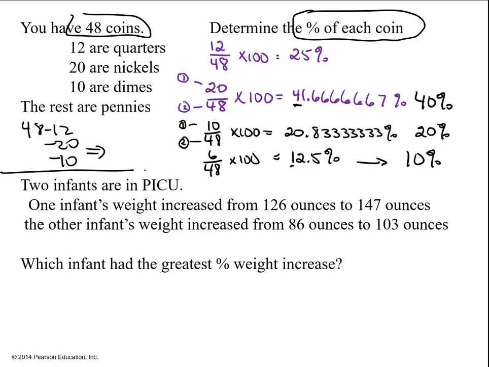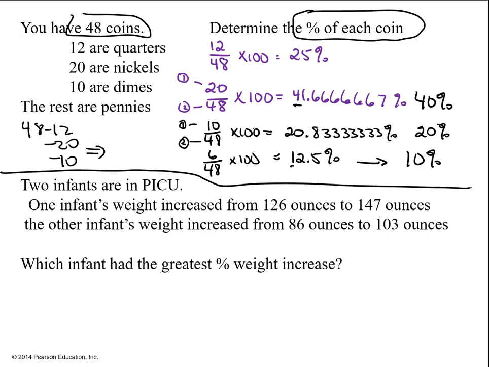So here's one more to try out for percent. So this one says 2 infants are in PICU. So it's the perinatal ICU. So it's babies that have been born. One infant's weight increases from 126 ounces to 147. The other infant's weight increases from 86 to 103. Which infant had the greatest percent weight increase?